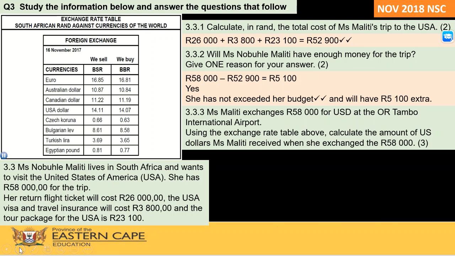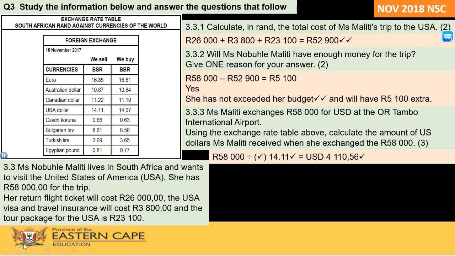You must divide. Now we're going to have to determine which rate we're going to use, the bank buying rate or the bank selling rate. Ask yourself the question, what is the bank doing with the foreign currency? Miss Maliti is exchanging 58,000 Rand for US dollars. So what is the bank doing with the US dollars? They are selling the US dollars to Miss Maliti. So therefore we will be using the bank selling rate.